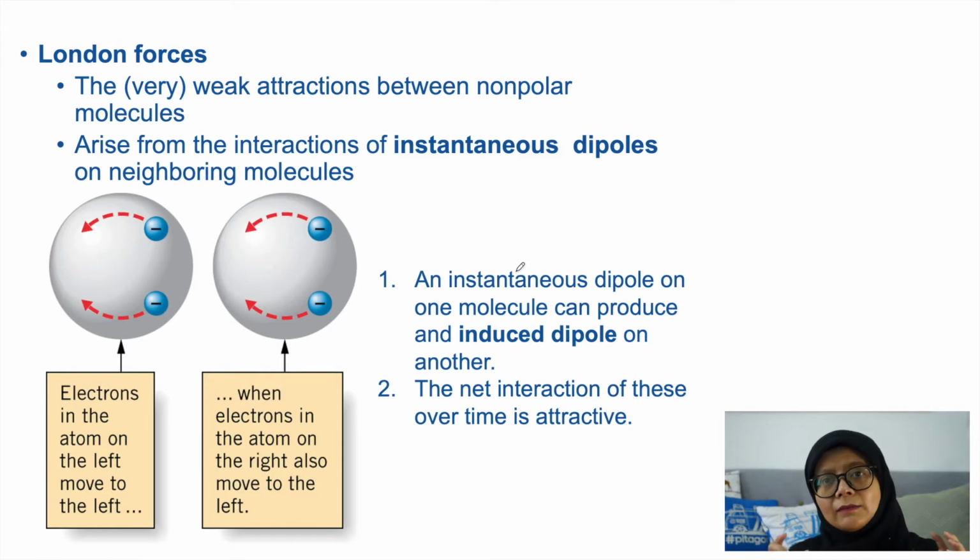So these London forces are very weak attractions between non-polar molecules. They arise from the interaction of instantaneous dipoles on neighboring molecules. Here, in the first one, the electrons in the atom on the left move to the left. And in the second one, the electrons in the atom on the right also move to the left.